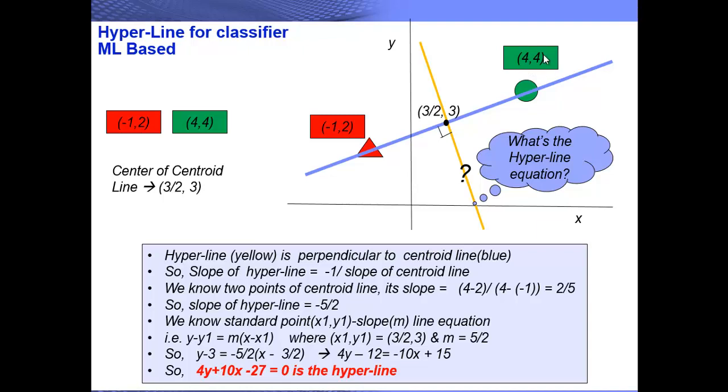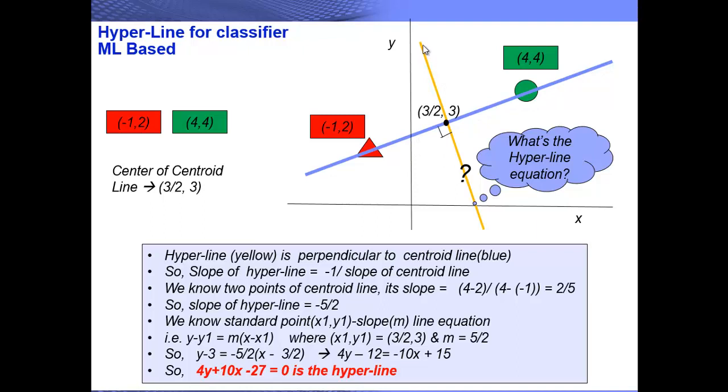So what will be the slope? y2 minus y1 divided by x2 minus x1. So you take this point as the first point or the second point, it will not matter, because we are dividing the two things, and whatever order you take, the sign will not affect it. So 4 minus 2, that means 2, and 4 minus 1, so 5. So 2 by 5 is the slope of the blue line.